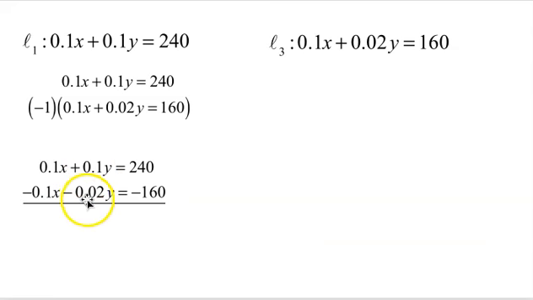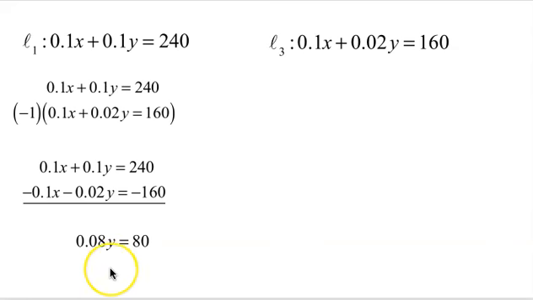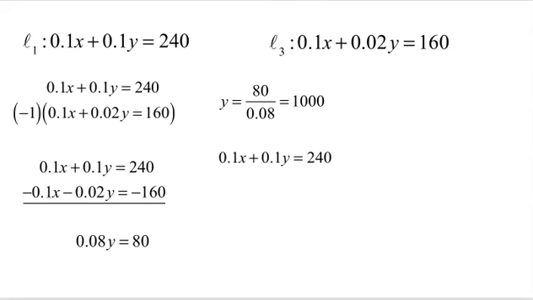But 0.1 minus 0.02, remember that's 0.10y minus 0.02y, which will give us 0.08y. So just be careful with that. Use a calculator if you have to. 240 minus 160 is a total of 80. So to solve for y, we will divide both sides by 0.08. We get y is 80 divided by 0.08. y is 1,000.